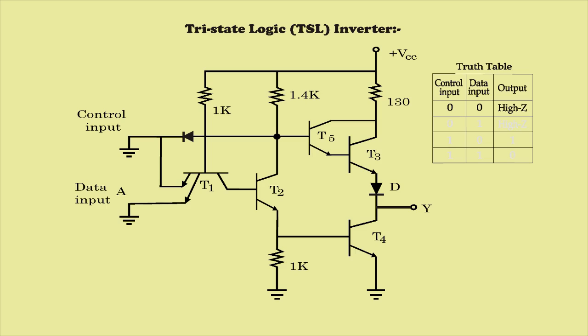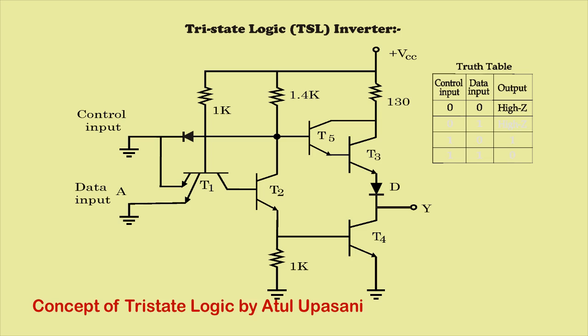So if the data input is right now 0, then what is happening? The data input, that is the emitter of transistor T1, is connected to ground. Then the base of transistor T1 is also connected to the power supply plus VCC. So here also the transistor T1's emitter is connected to ground. So all the current from the power supply plus VCC through the 1 kilo ohm resistor will go to the ground. So no current is flowing towards transistor T1's collector.